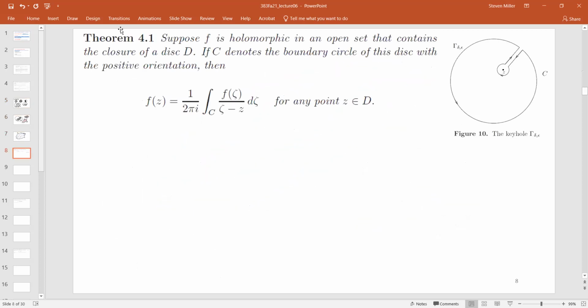So now the next thing is that if f is holomorphic on an open set that contains the closure of a disk, and C is the boundary circle, then f(z) is 1 over 2 pi i times the integral of f(zeta) over (zeta minus z) d zeta, for any point z in the disk.